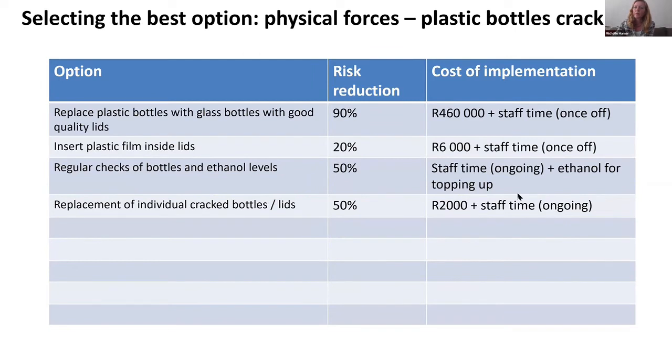Here's the one for my plastic bottles that keep breaking. I list all my options there. Replacing them with glass bottles with good quality lids is going to reduce the risk by 90%. It's going to cost me 460,000, and there's a big staff time to move all of those specimens and rebottle them. But it's more or less a once-off. Once you've moved them into the new bottles, it's done.